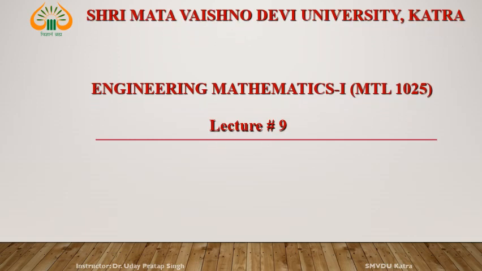Welcome you all to lecture number 9 of Engineering Mathematics 1, MTL 1025. In this lecture, we are going to discuss what asymptotes are, the types of asymptotes, for example rectangular asymptotes and oblique asymptotes, the method of finding the rectangular asymptotes, and the method of finding the oblique asymptotes, right?